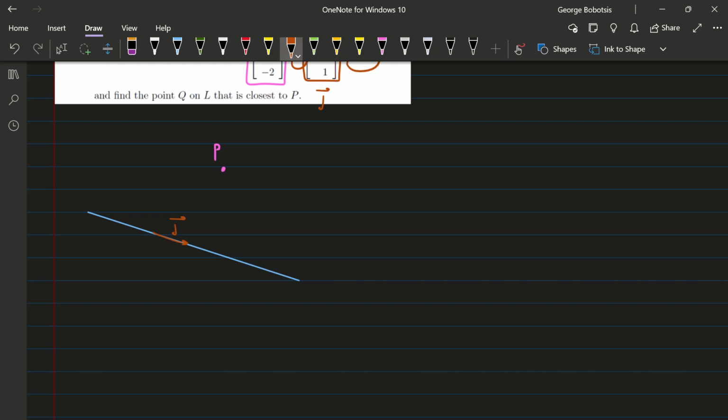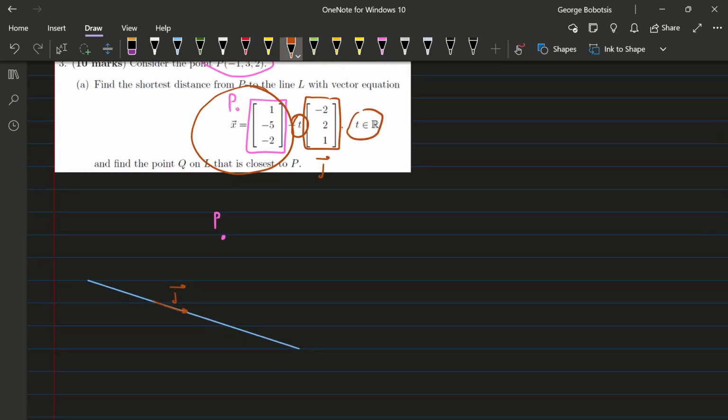That's the direction vector. And this point P0 could be anywhere on this line. It could be directly below this P, which would make it the closest point. It could be here, here, here. I don't know where it is. Therefore, I'm just going to make a little bit of an assumption here and say that it's here. It's arbitrary. Remember, without coordinates, things are arbitrary.